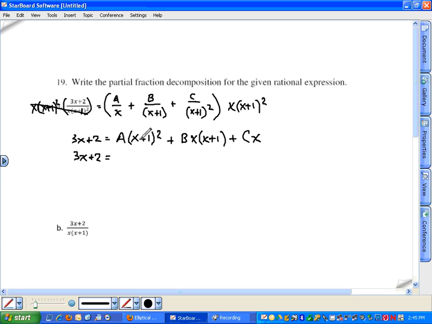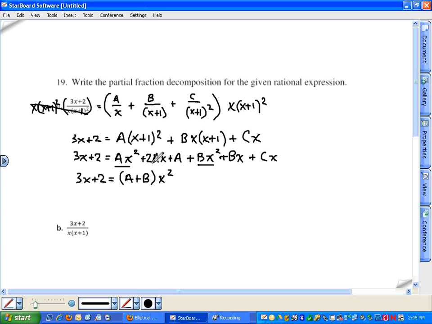Now if we simplify a little bit here, x plus 1 squared multiplied with a is going to be ax squared plus 2ax plus a. And if we simplify a little bit here, there's going to be bx squared plus bx. And here, nothing to simplify. Now rearranging and grouping similar terms together, we have an ax squared and a bx squared. If you factor out the x squared, it's going to be a plus b, times x squared.